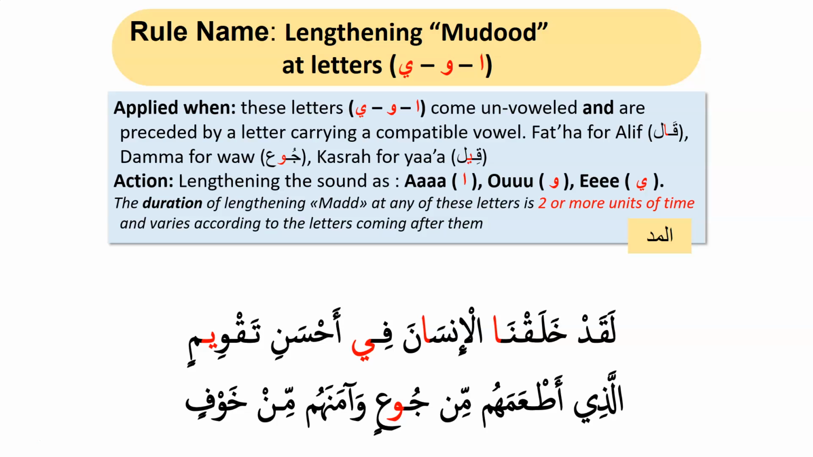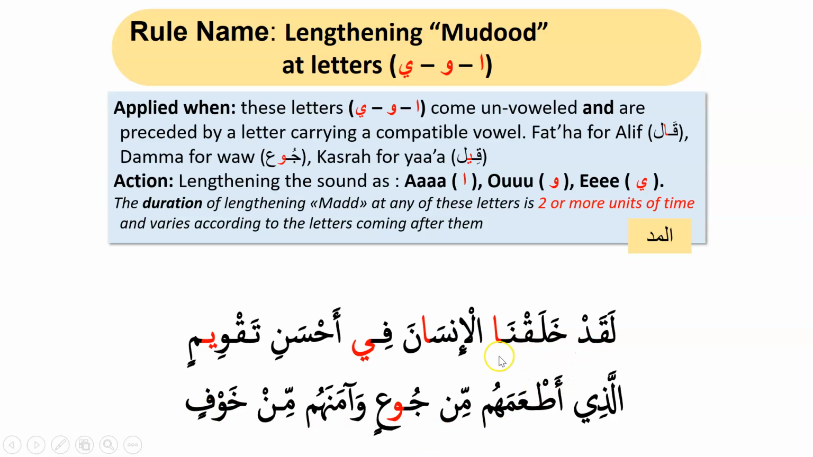Let's take examples from the Quran. لقد خلقنا. We have alif preceded by a letter carrying fatha, so we should lengthen here. الإنسان. We have alif sakin preceded by a fatha, so here we should extend. Make a lengthening, mad. في. We have a ya sakin preceded by kasra. أحسن تقويم. Ya sakin preceded by kasra, so we should extend here. الذي أطعمهم: here الذي, ya sakin preceded by kasra. من جوع. Waw sakin preceded by dhamma. جوع وآمنهم من خوف.